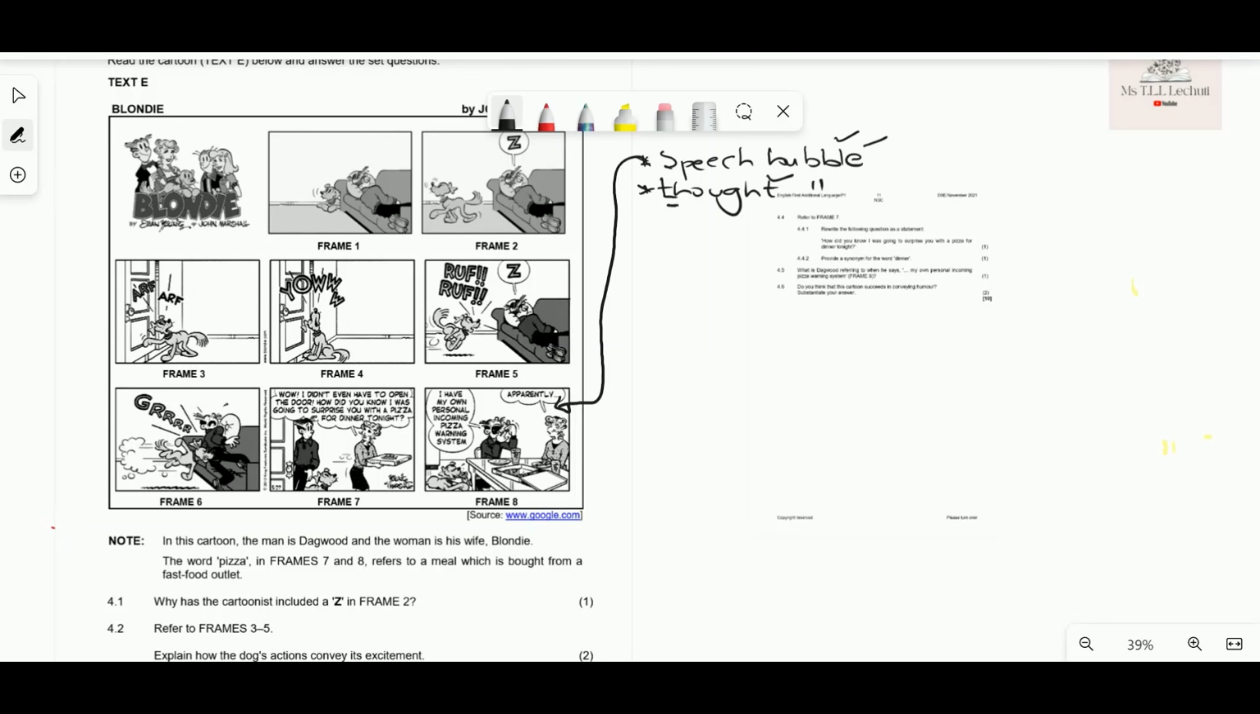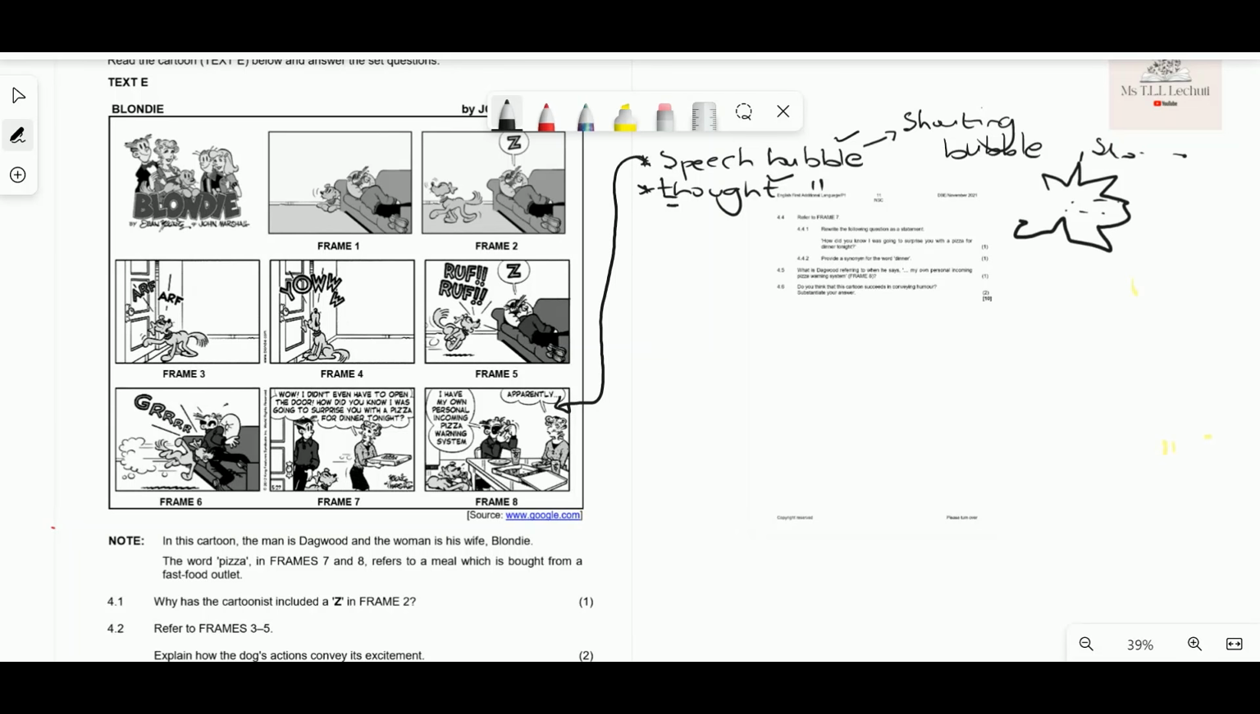And sometimes you can also have what you call a shouting bubble. A shouting bubble will be drawn with jagged edges, a bubble like this one, and it will include the words of the character. This also is to emphasize that the character is shouting. So remember that for you to answer any question based on a cartoon itself, you need to back it up with evidence.